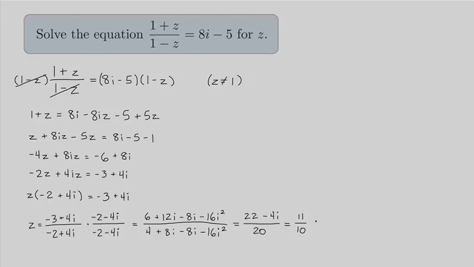And oops, I made a mistake here. 12 minus 8 should be positive 4i, not negative 4i. And so this will be 11 tenths plus 1/5 i. So my final answer for z is 11 tenths, and that would be the a in the a plus bi, plus 1/5 i, and 1/5 would be the b if I were going to use a plus bi form.